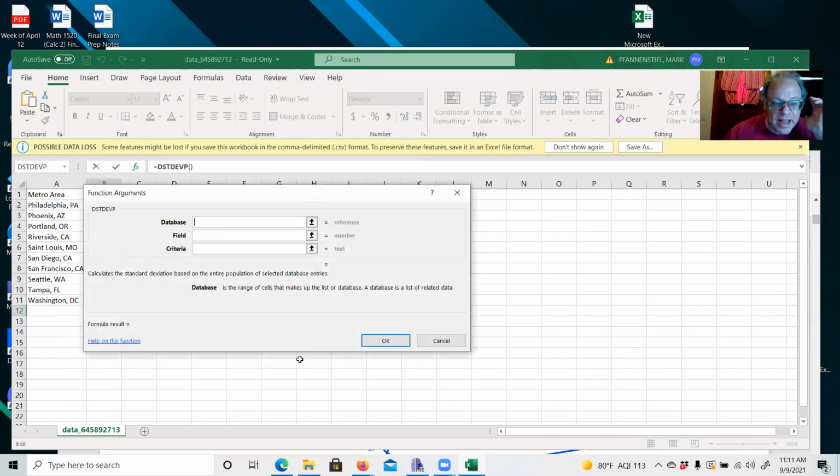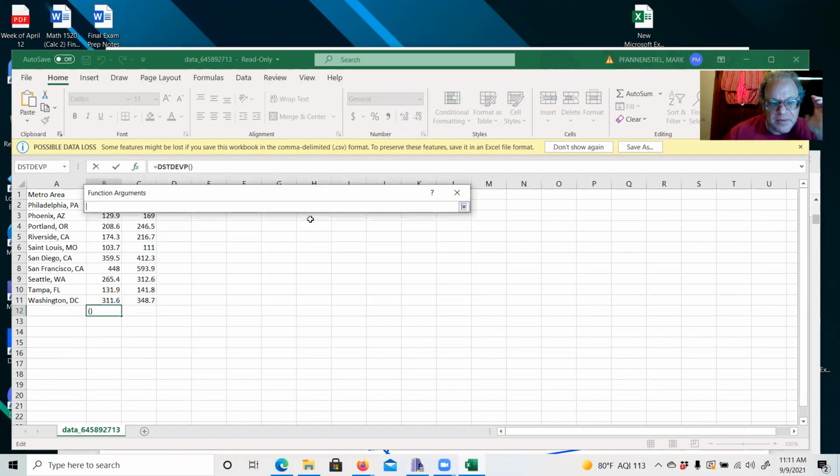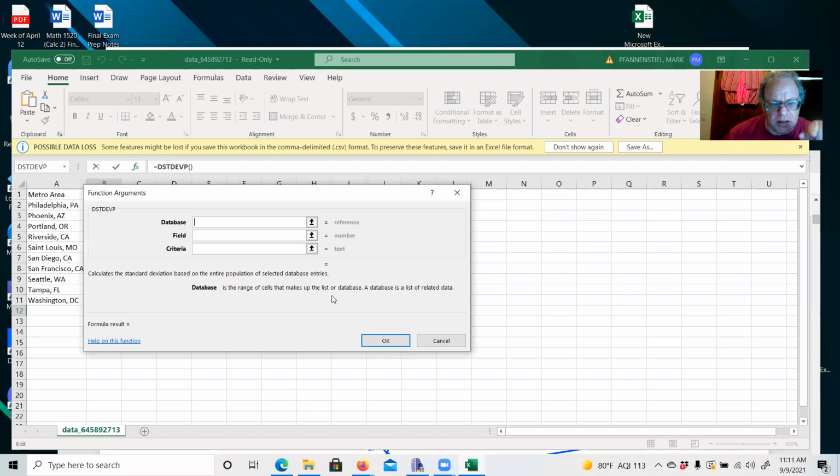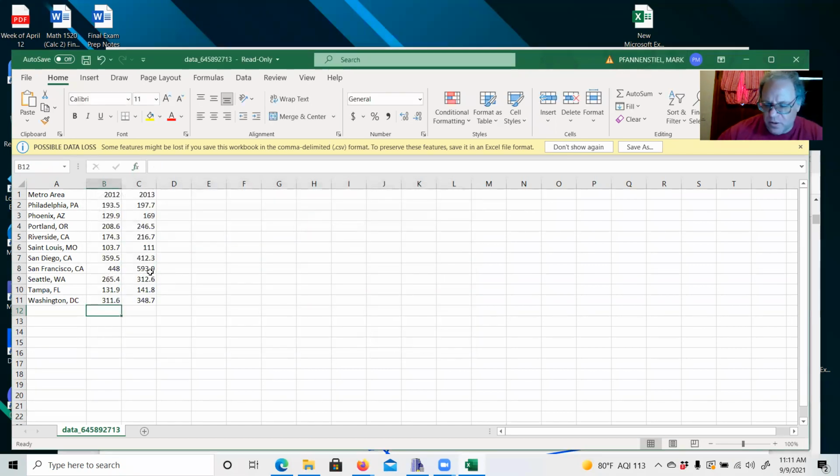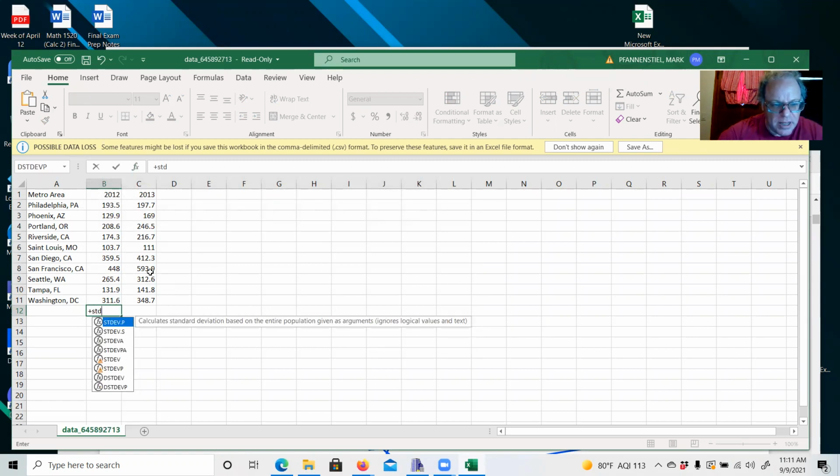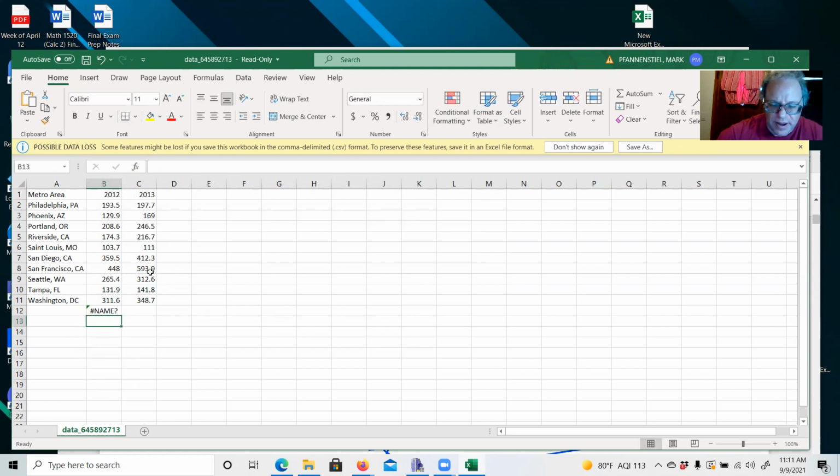It's going to ask what data would you like? No, I don't want this. I don't want a database one. I just want standard deviation. So let's see if that works. So plus standard deviation. Oh, look at that. Standard deviation P. Right.